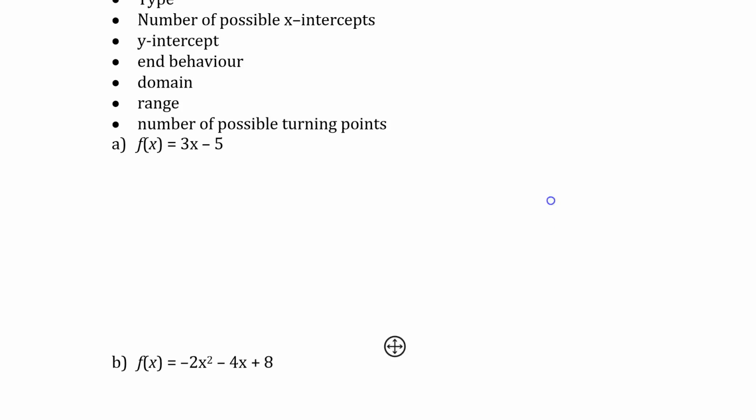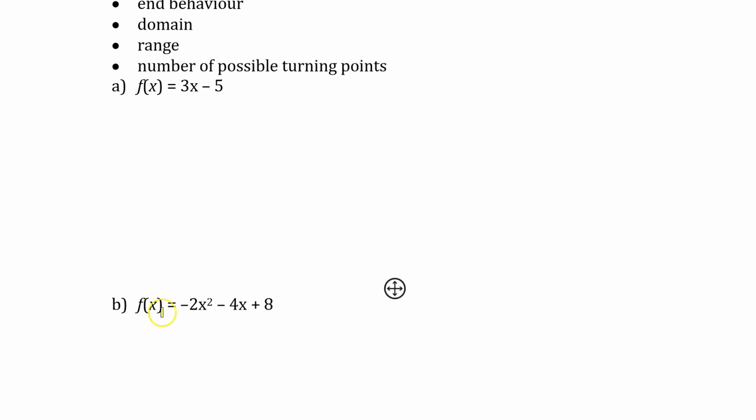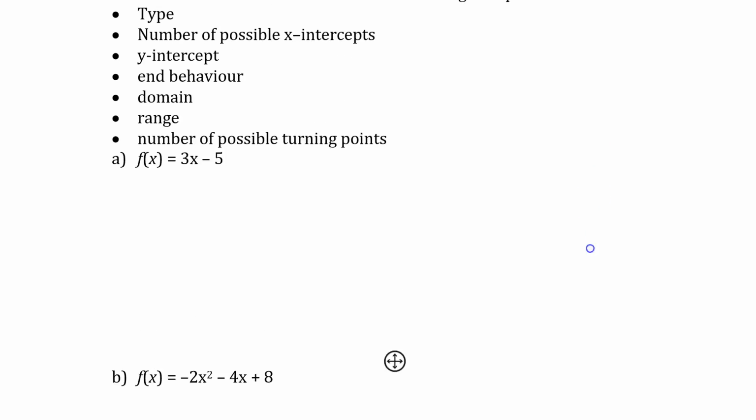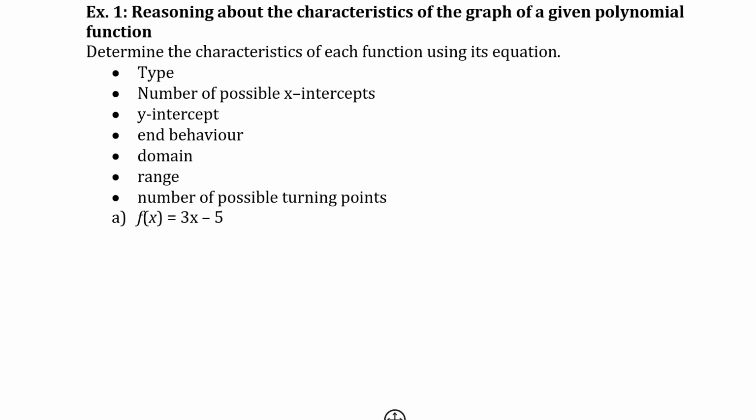You'll notice that on this page we have a linear example, a quadratic example, and a cubic example. We're going to go through each one and determine the type and the number of possible x-intercepts, and in this case also how many intercepts there actually are. We want to identify what the y-intercept is, not the number of y-intercepts, because we've noticed from our past set of notes that there will always be one.